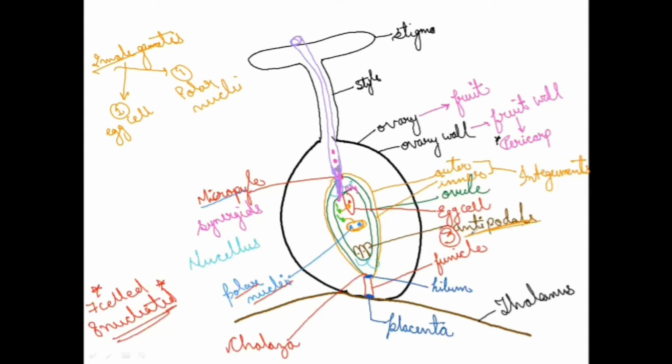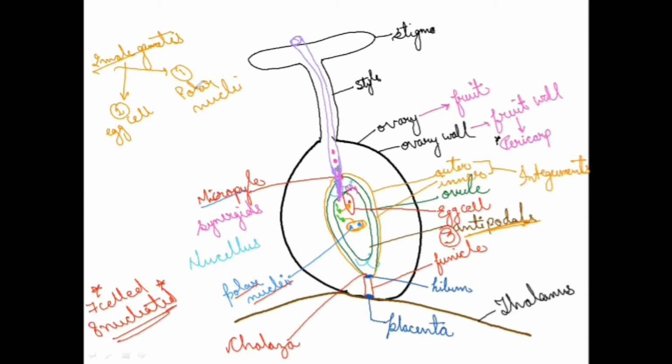What is their function? So remember, antipodals will also degenerate with time. They also don't have any function. So when we have degenerated synergids, let me degenerate these antipodals also. So antipodals are not at all required. They are just a supplementary structure, we can say. Useless structures.